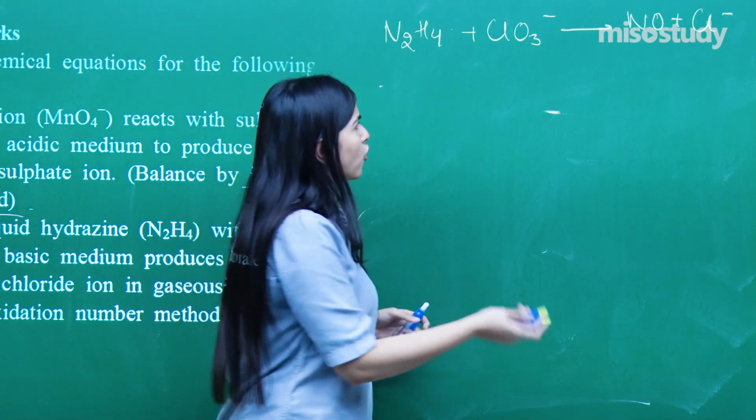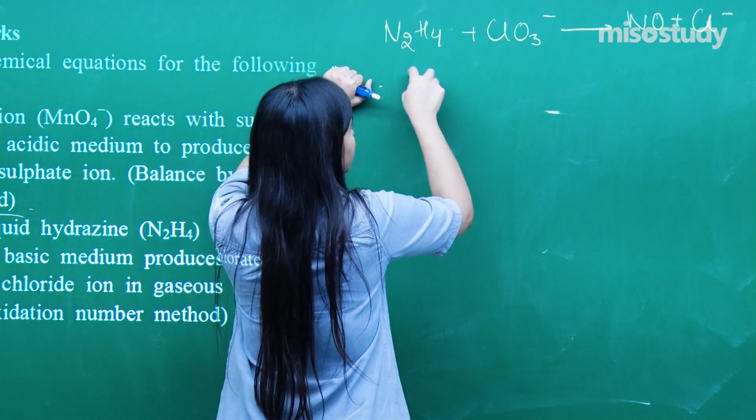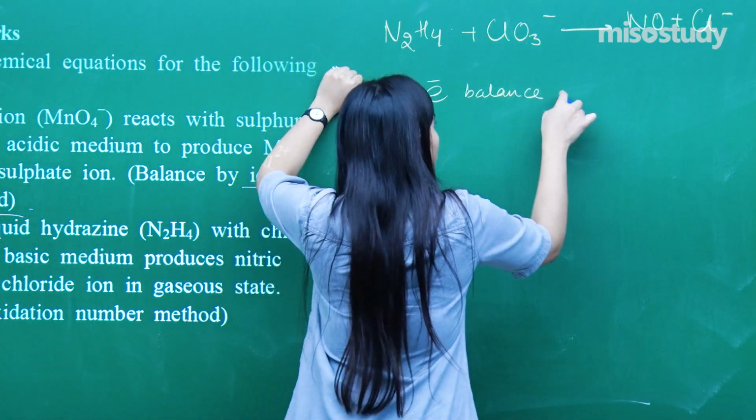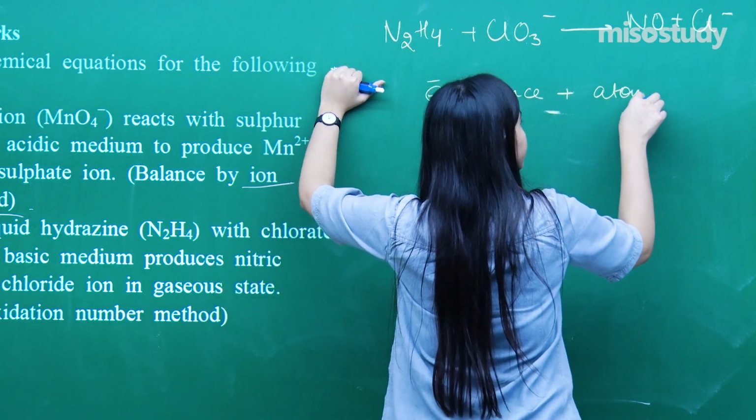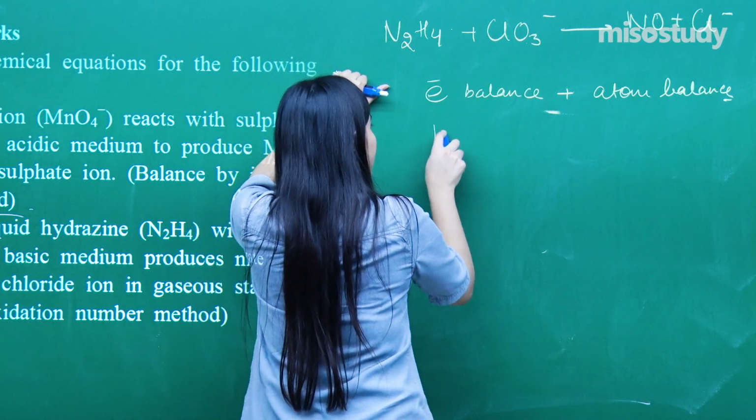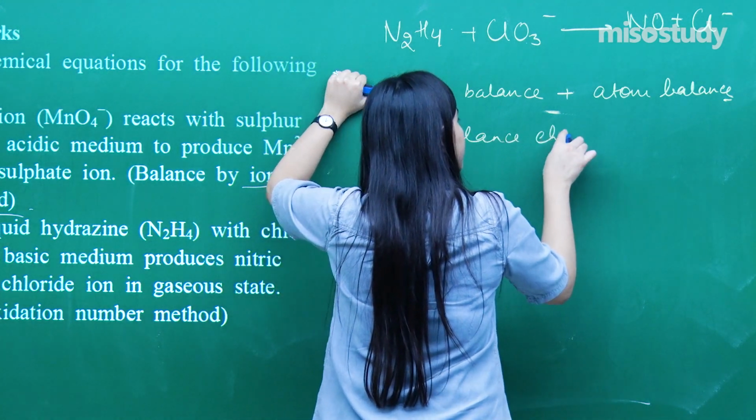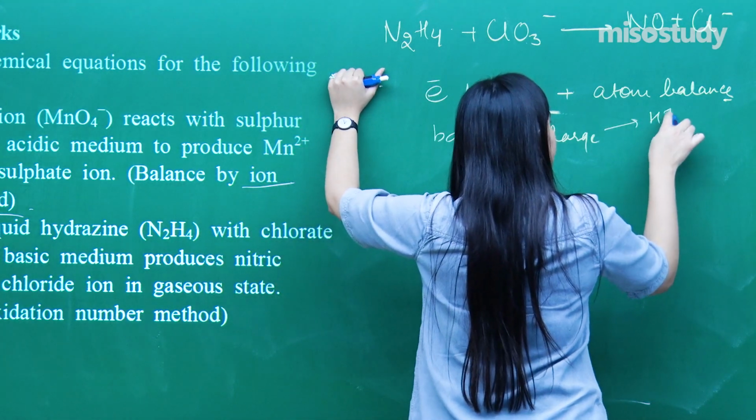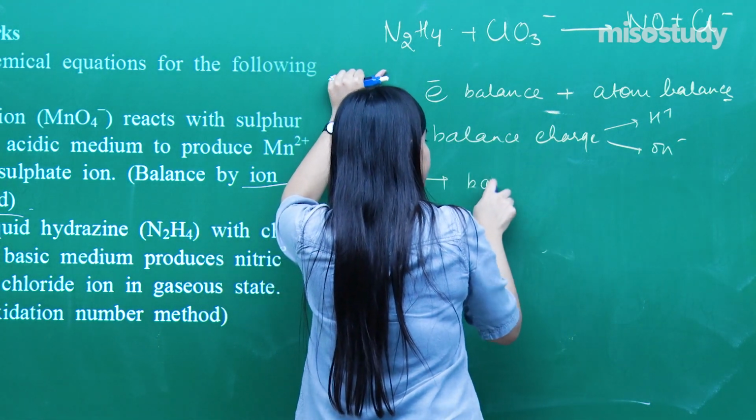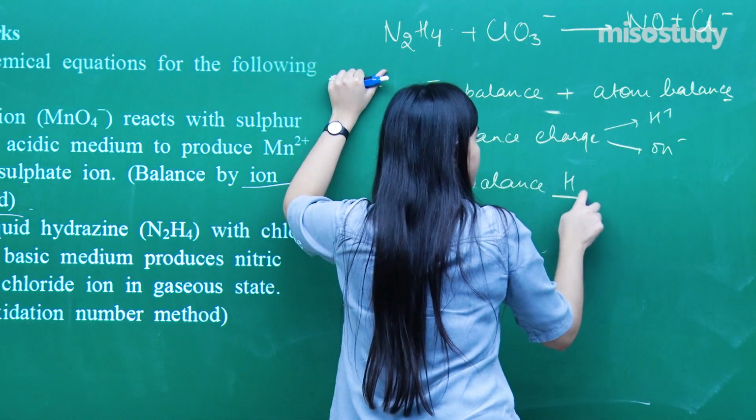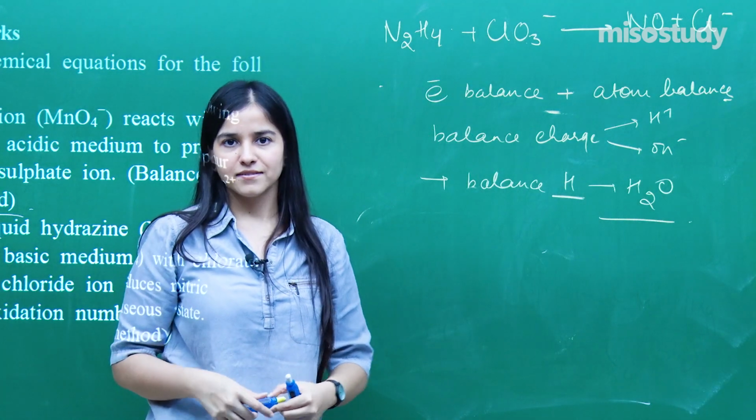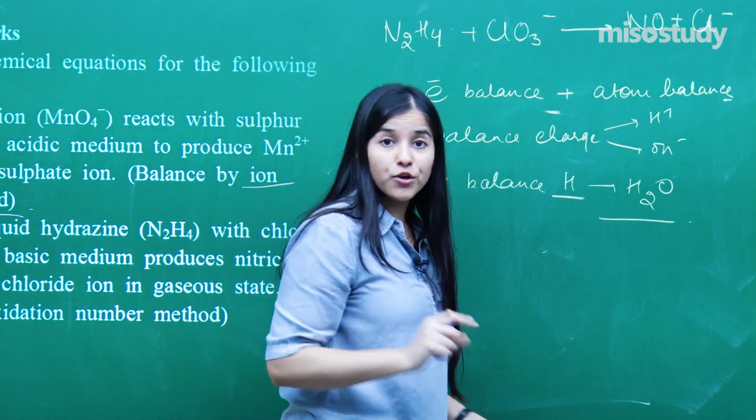Now, they are asking for the oxidation number method. It's very simple. For oxidation number, you need to first find out where the oxidation is taking place. So, first of all is electron balance along with atom balance, right? And then what you have to do? Balance the charges via H positive or OH negative. And then lastly, balance hydrogens via putting the water molecules and you will be done, right? So, you have to practice it on your own.